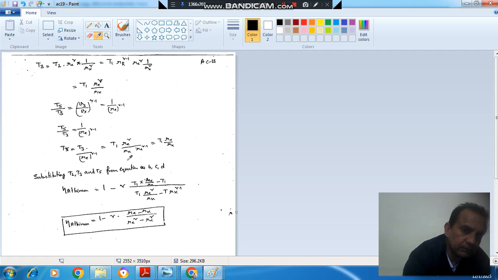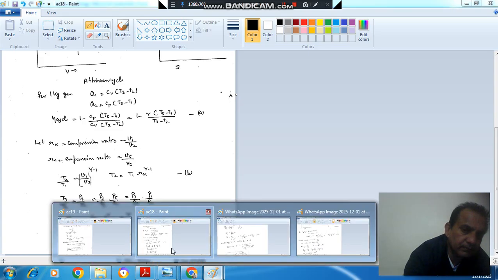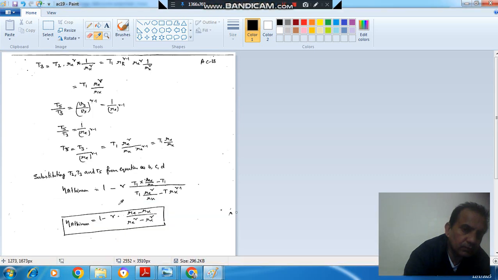Now we have the value of T5 in terms of T1, the value of T3 in terms of T1, and also the value of T2 in terms of T1. We can put them here and find the expression for cycle efficiency. So this will be 1 minus gamma (re minus rk) divided by (re raised to gamma minus rk raised to gamma). This is the efficiency expression for the Atkinson cycle.